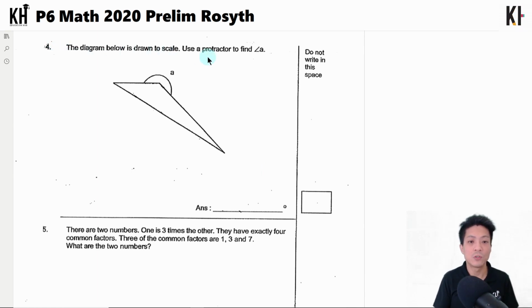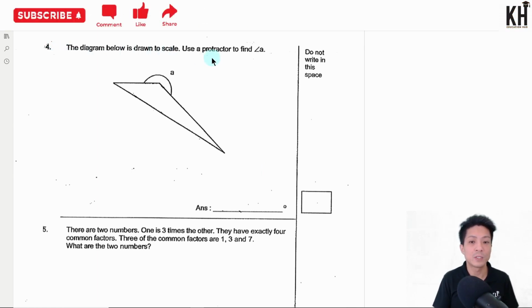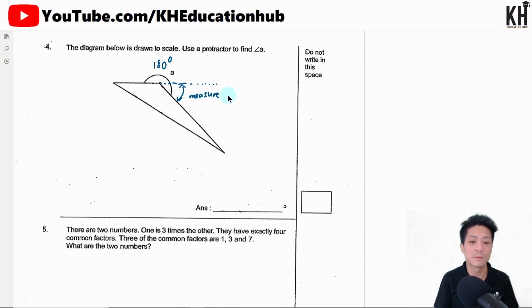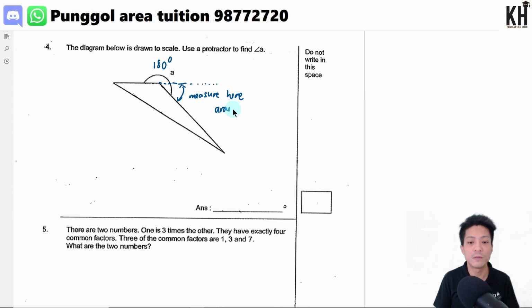The diagram below is drawn to scale. Use a protractor to measure A. I can't use a protractor to measure it off here, so remember to cut it off into this, and on top will be 180 degrees. So basically, you just need to measure here, which can be around, sorry, around 45 degrees.